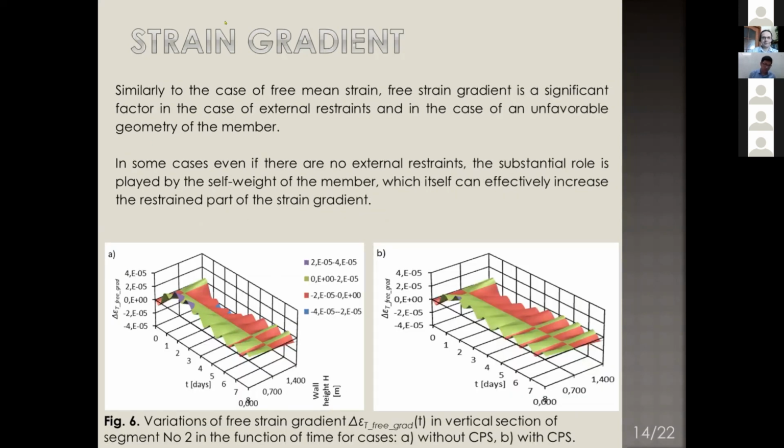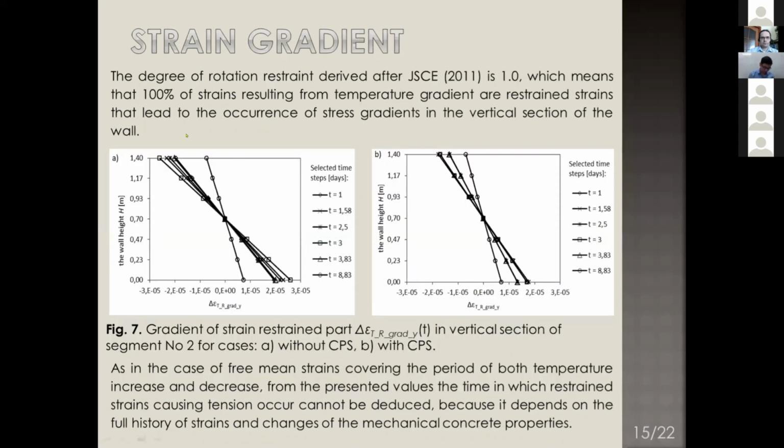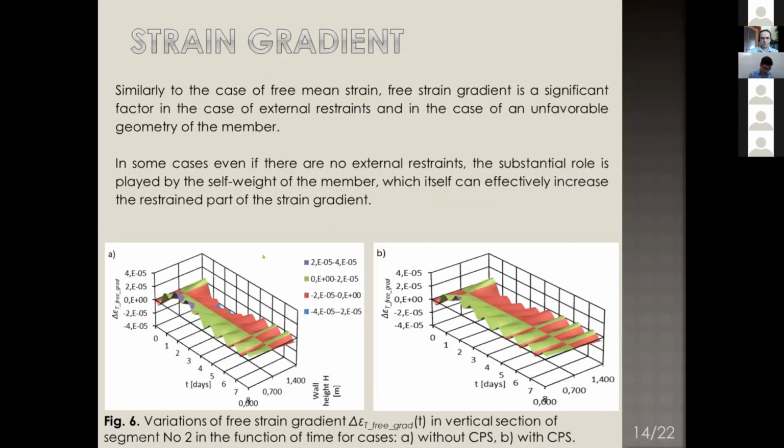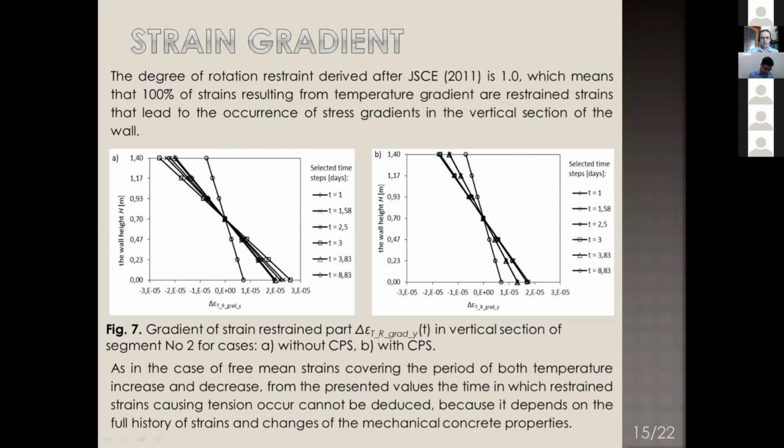Next component of strain is gradient. Again, on the left side, we have the solution without cooling pipe system, on the right side with cooling pipe system. And in general, we see that the values are also smaller. Next, we see the horizontal cross-section from previous figures, and in detail for selected time steps we can compare the values of strain gradient according to JSCE, degree of restraint for this construction rotation. Degree of restraint is 1. It means that 100% of these strains could cause stress gradient.